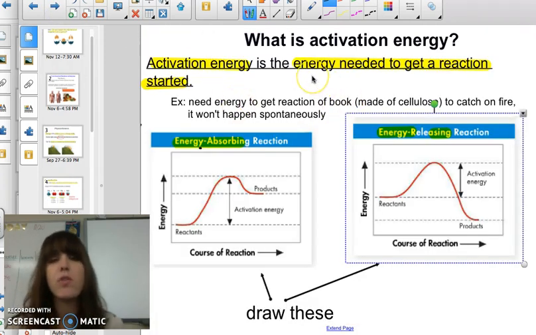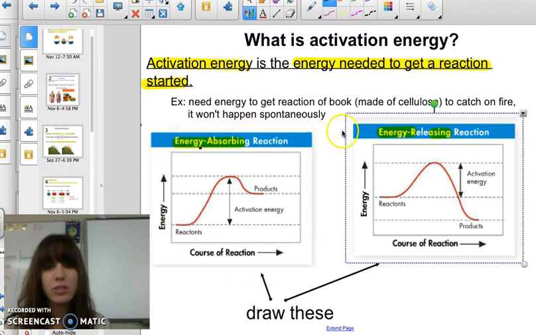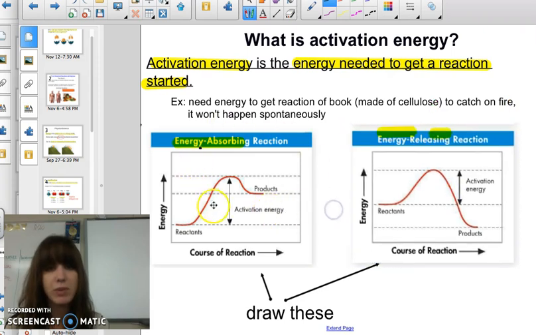When we're talking about energy required, activation energy is the energy needed to get a reaction started. There are also two different types of reactions. Reactions don't just happen spontaneously. We need a certain amount of energy to go into it in order for it to get going. Here are the two different types of reactions. I do want you guys to draw these shapes and label them in your notebook.